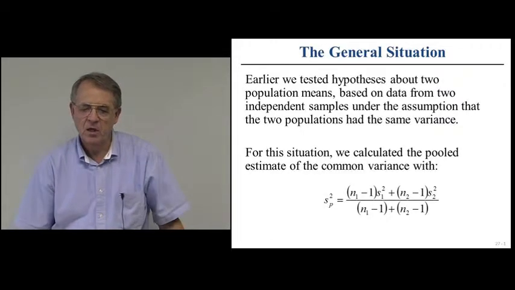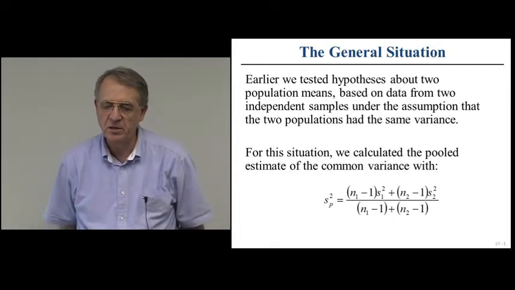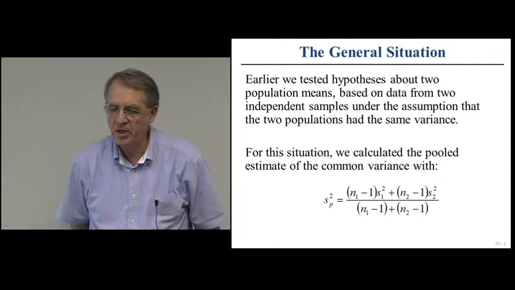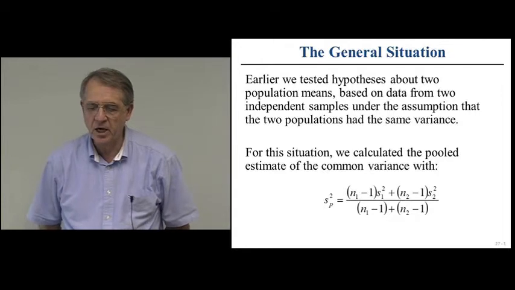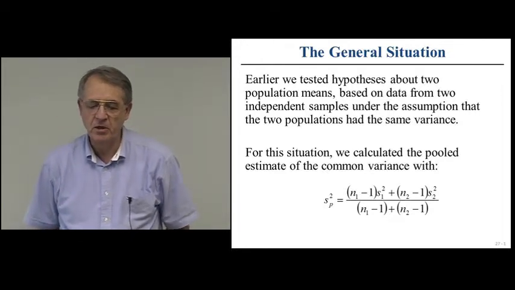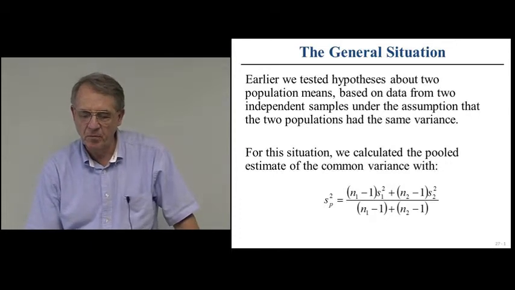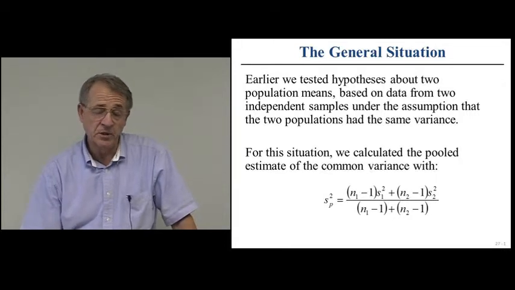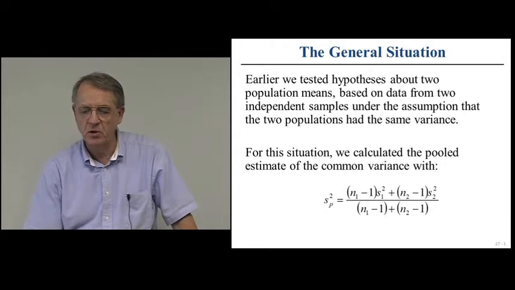Earlier we tested hypotheses about two population means based on data from two independent samples, under the assumption that the two populations had the same variance. For that circumstance, we calculated what we call the pooled estimate of the common variance by computing a weighted average of the variance from sample 1 and the variance from sample 2. That weighted average we called S sub p squared, or the pooled estimate of the common variance.